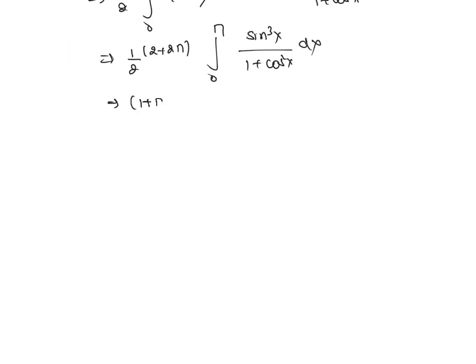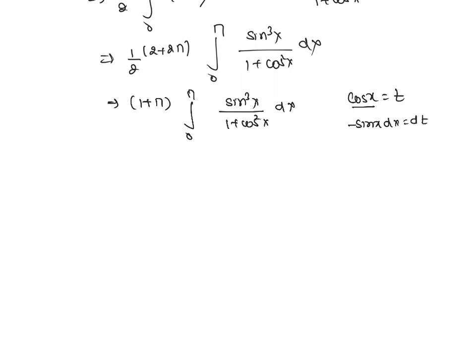1 plus pi, correct, integral from 0 to pi of sin cube x divided by 1 plus cos square x dx. To solve this one, we can take cos x equals t. So cos x is t, then minus sin x dx equals dt, correct. And the lower limit is 0, so if x is 0, t becomes cos 0, which is 1. If x is pi, then t equals cos pi, which is minus 1.